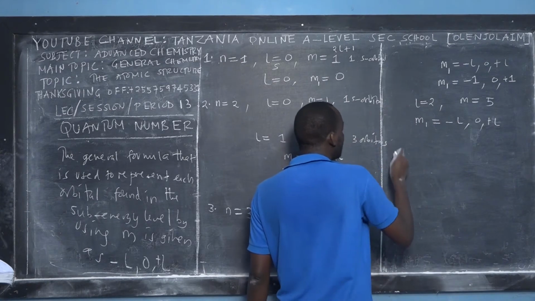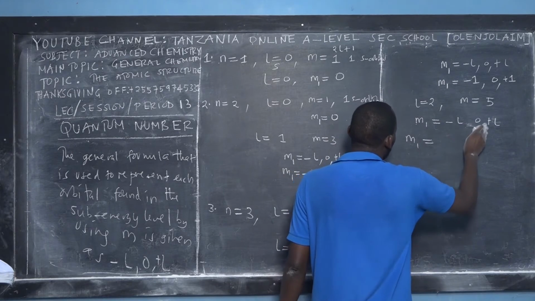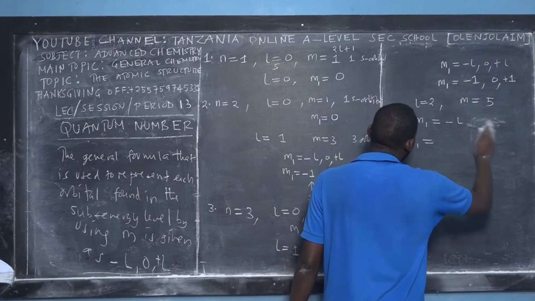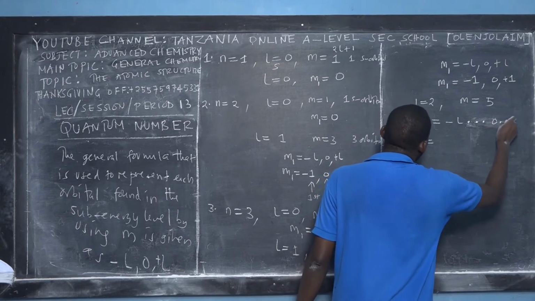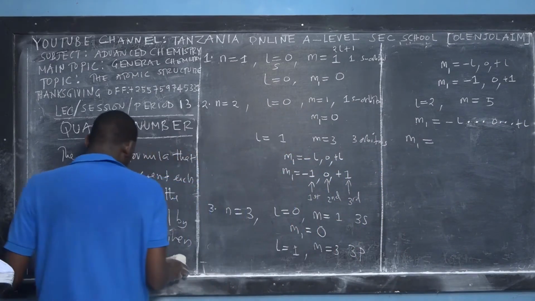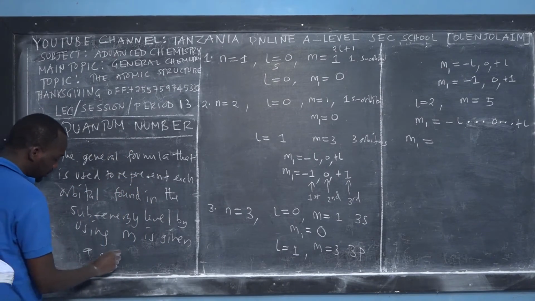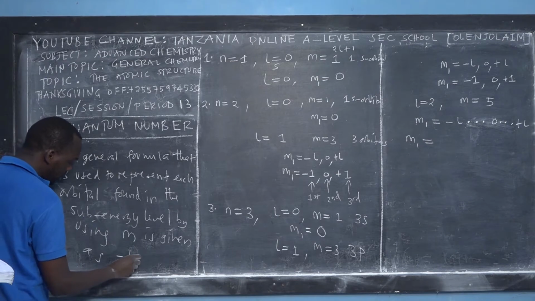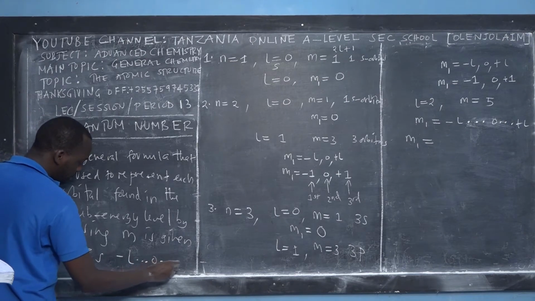So if that's the case, this is M1, listen. It goes from negative L to 0. We can say negative L, dot, dot, dot, to 0, and then dot, dot, dot, to positive L. I think it's better if I give you this kind of denotation. It will help you with the general formula: negative L, 3 dots, then 0, 3 dots, then positive L.